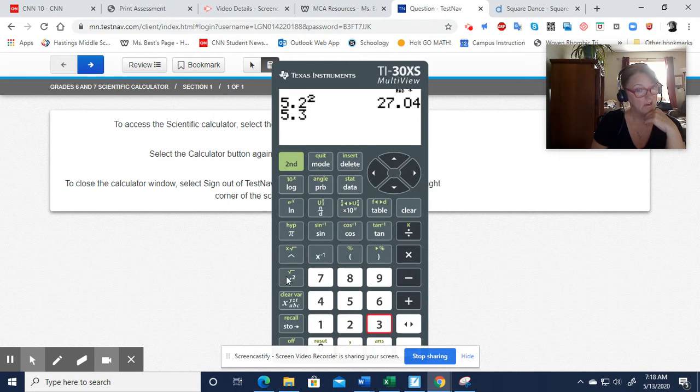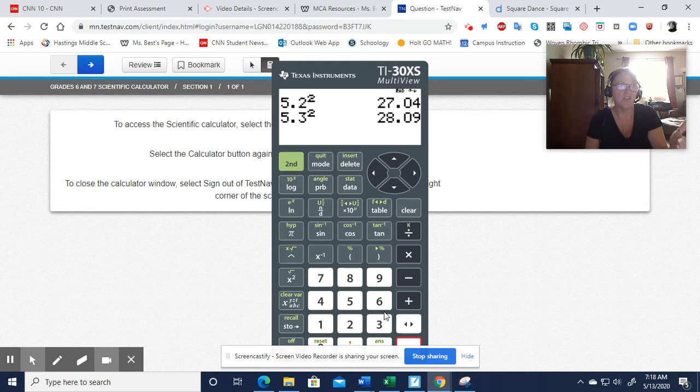5.3. And I square that one. Oh, that's a little high. But it's close, isn't it? So I bet it's like 5.27. Let's try that. 5.27 squared. What do you think? Is it going to be? Oh, it's close. It's got to be more than that, 5.28.